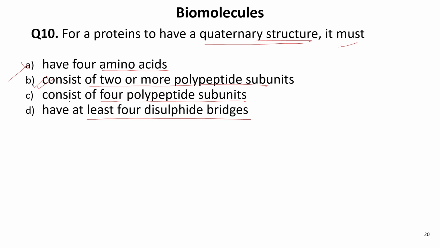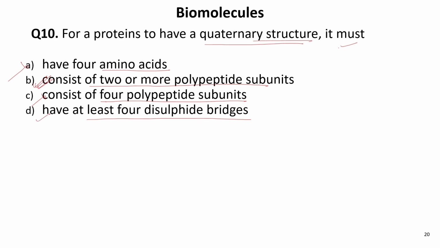If you write that it consists of 4 polypeptide chains, then there must not be 3 or 5 polypeptide subunits, so this is incorrect. It may consist of 4 polypeptide subunits to form a quaternary structure, but it consists of 2 or more polypeptide subunits. This is more appropriate.